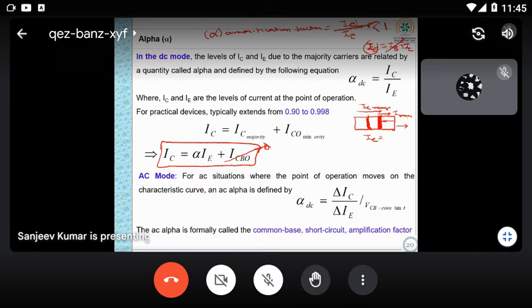Sir, is the minority current because of IB? Once again, repeat.